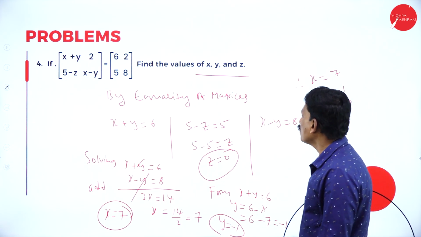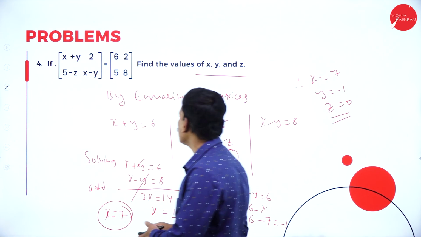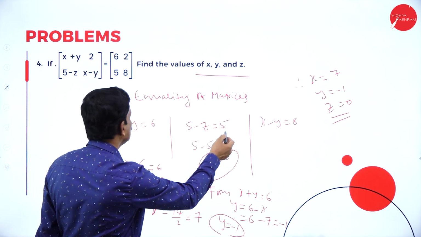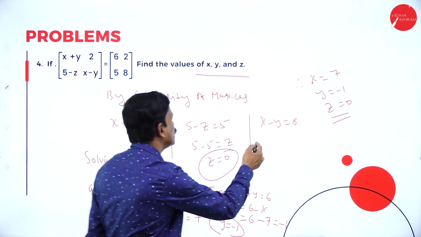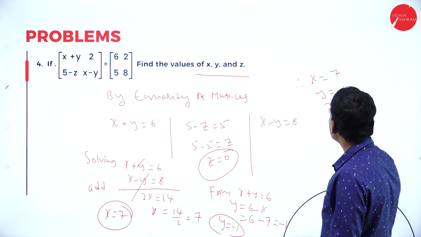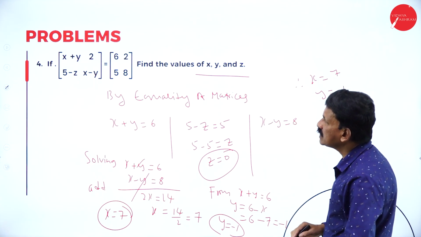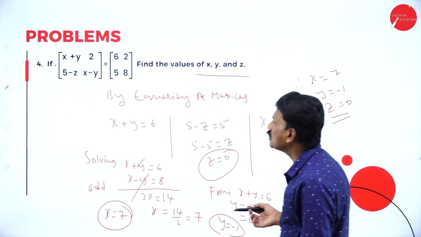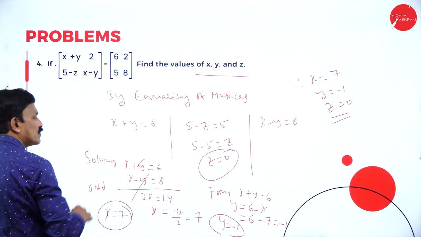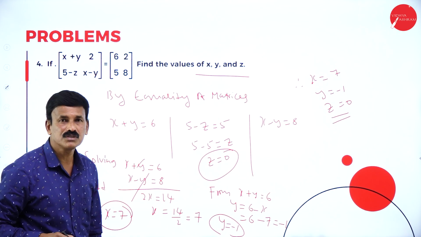That's it. See, what is x plus y? x is equal to 7, 7 minus 1 is 6. Similarly, x minus y is 8. x is 7, minus of minus 1 is plus 1, 7 plus 1 is 8. And z is nothing but 0. So, if you put z is equal to 0, 5 minus 0 is 5. So, this is how we are going to solve the problems.